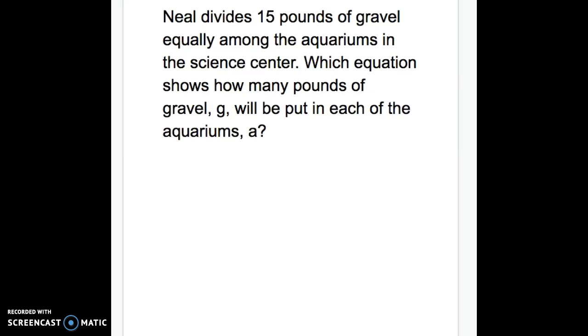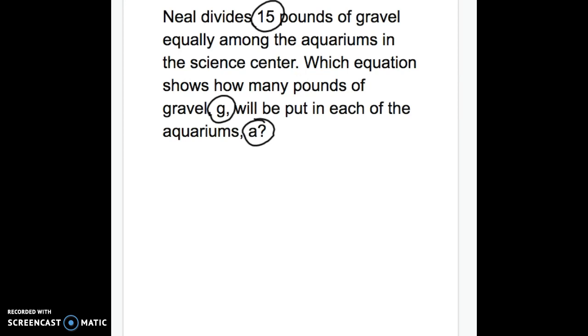So in this case, Neil divides 15 pounds of gravel equally among the aquariums in the Science Center. Which equation shows how many pounds of gravel, G, will be put into each of the aquariums, A? So after the students read it, they should circle what numbers or letters they are talking about. So we're talking about 15, we're talking about G, and we're talking about A.